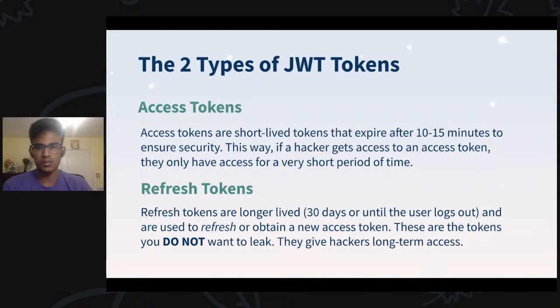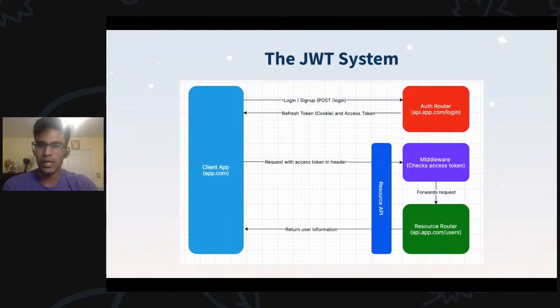So these are the two types of tokens, and it might be hard to wrap your head around how exactly the system works. So I've created this nice little diagram, and we're going to go through it piece by piece. We have this client app right here, and it's app.com, whatever your app is, right? It's going to be deployed to a server or deployed to the client, whatever. It's just going to be deployed, and we have this client application.